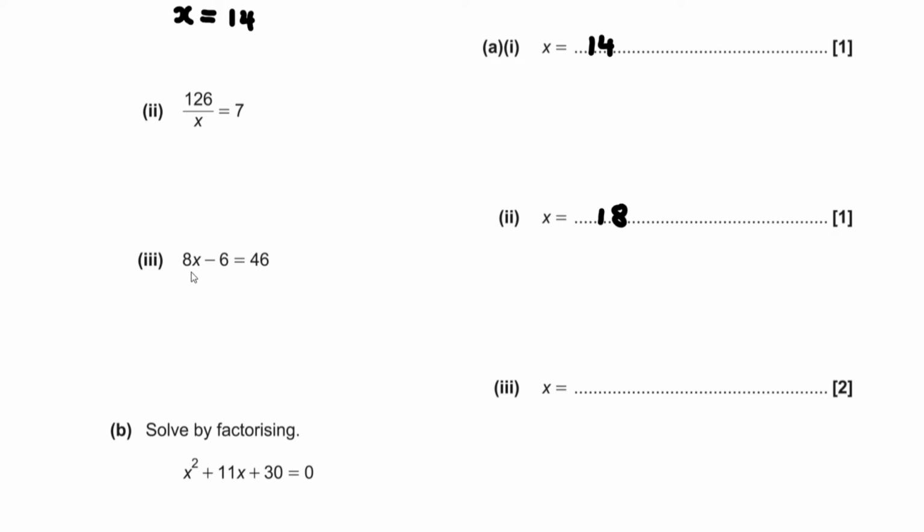Next we have 8x subtract 6 equals 46. First step, add 6 to both sides. That leaves us with 8x equals 52. And now if I divide both sides by 8, what you will find is x is 6.5.